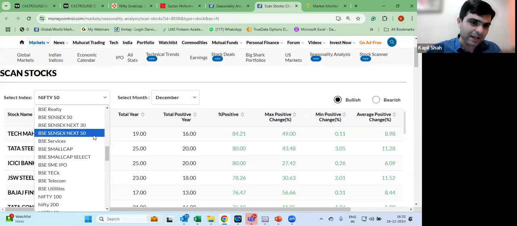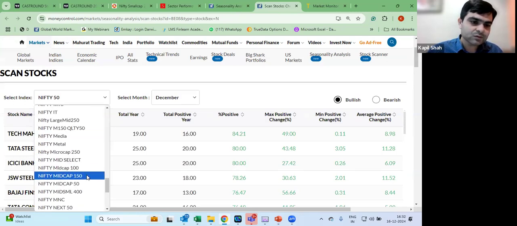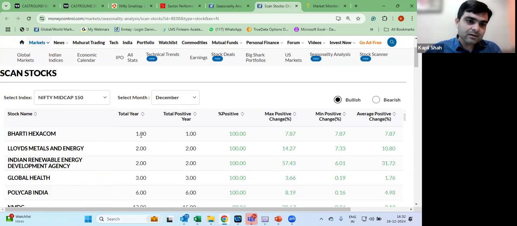I see that everything except the Nifty 50 is moving. So let's say I come to the Nifty mid cap 150. I'm clicking, and this is the December month that I'm in. The underlying tone for the market is positive, so I am looking for a bullish setup. I can see that Kalyan Jewellers or Bharti Hexacom have a 100% ratio.